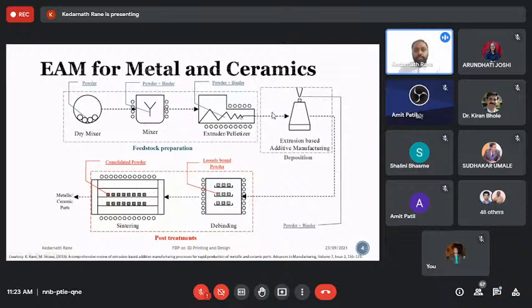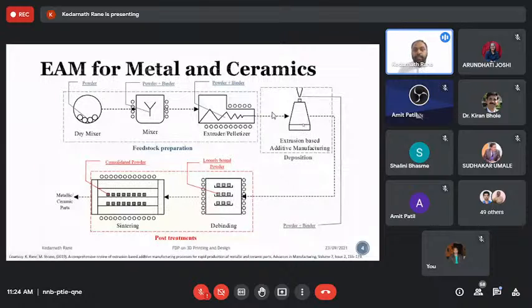Once it is ready in the form of pellets or wires or filaments, then you can use it for the deposition process, which is similar to the conventional 3D printing, but there are many variants of machines available nowadays. So we are going to see various variations of this machine itself.